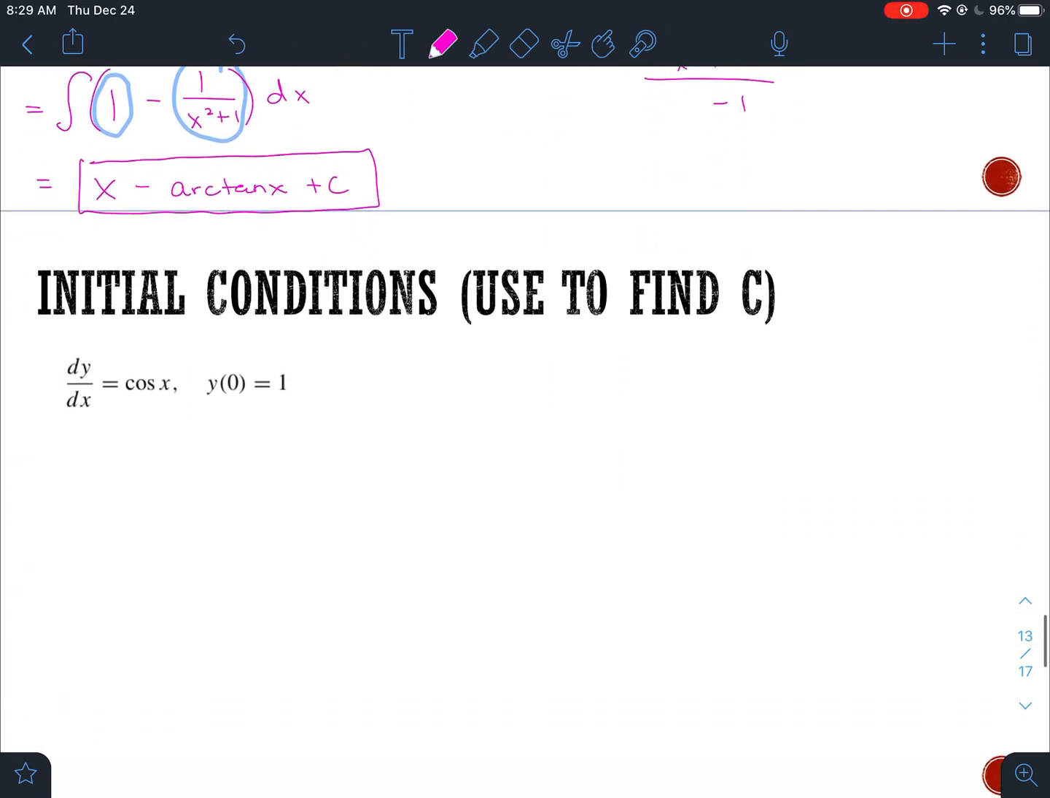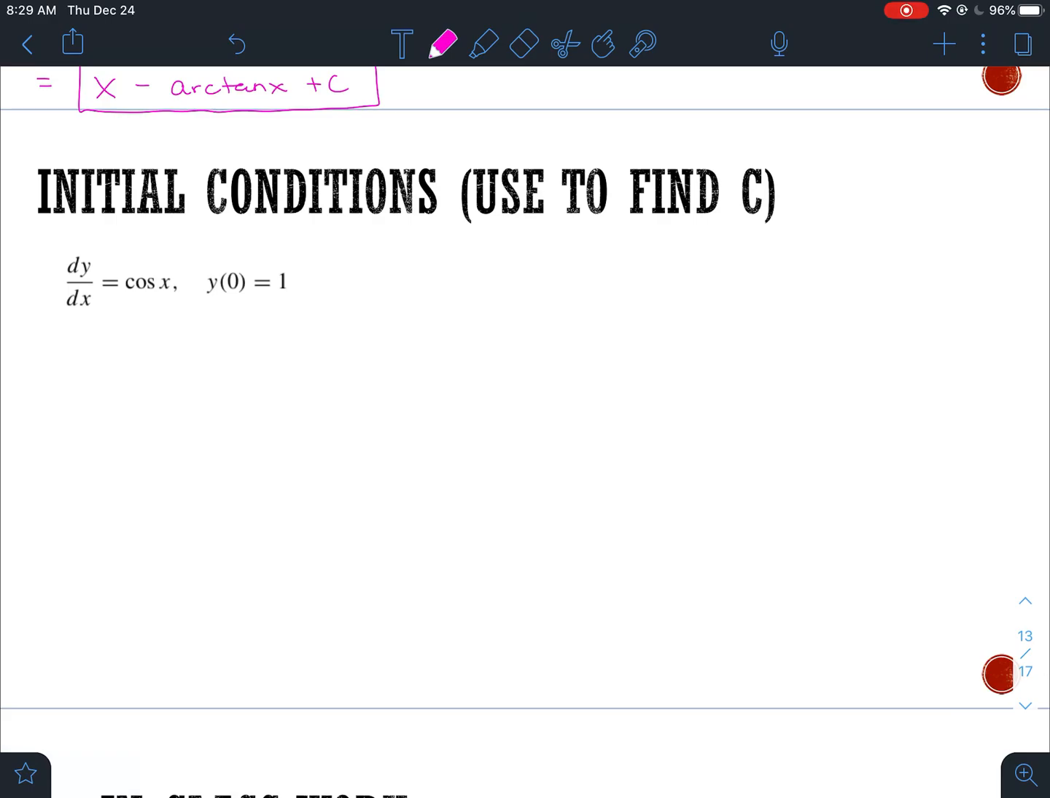All right. Well, what if we want to be able to find c? To find the exact value of c, they have to give us something called an initial condition. They have to give us a point that works in the original function. So they're telling us that f at 0 is 1. That means we have the point (0, 1) on the original function. So x equals 0, y equals 1. We're going to use that point to find c.